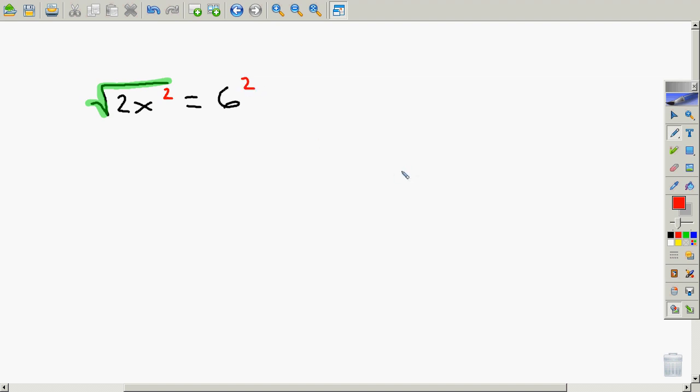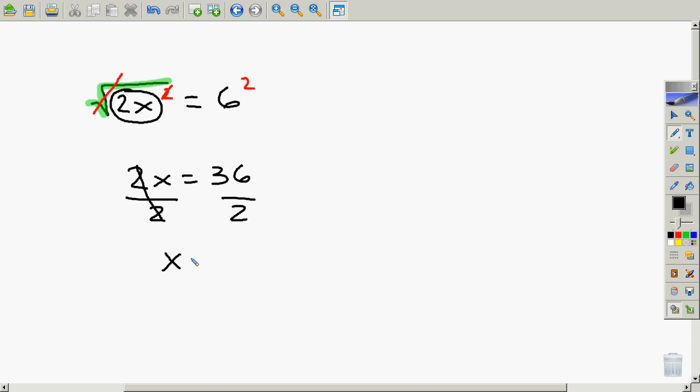Now, the square root and the square will cancel each other out. And all we'll be left with then is what's underneath the radical, the 2x, 2x equals 36. And then you could solve it, divide both sides by 2, and you get x is 18.